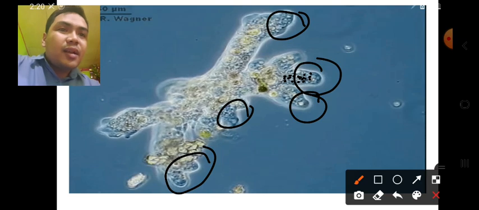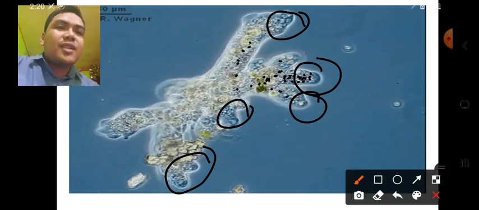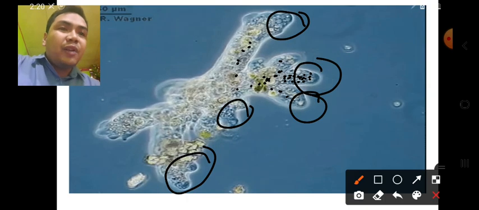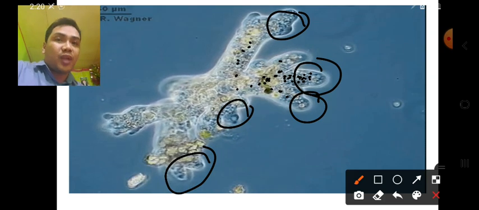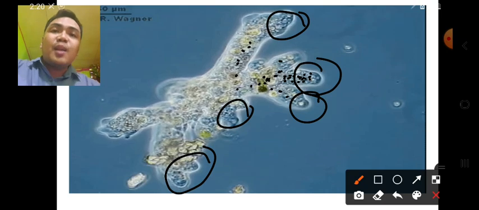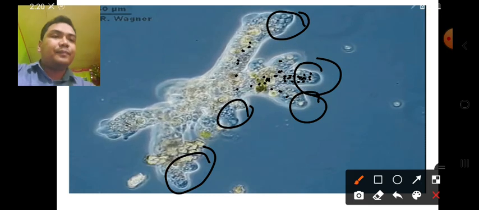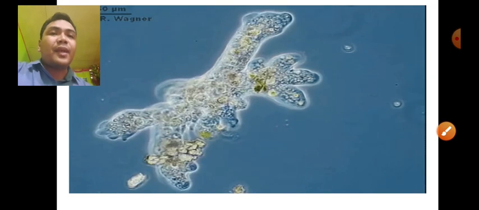And take note, based from our illustration, it is very obvious that it is because of the microfilaments. So the microfilaments are responsible for the cell extension known as the pseudopodia. And this pseudopodia is the main reason why is it that amoeba can move from one place to another. So that is the main reason, because of the microfilaments.